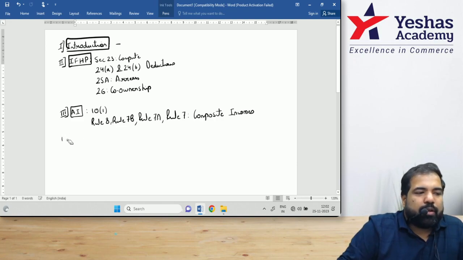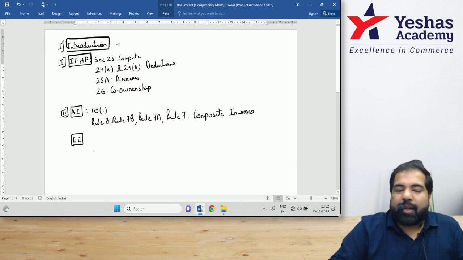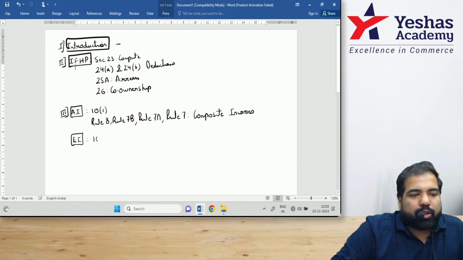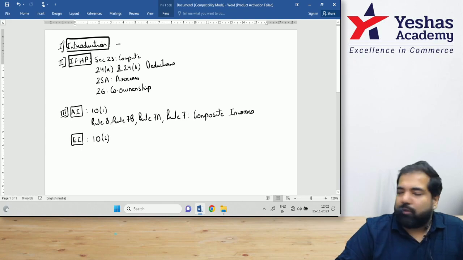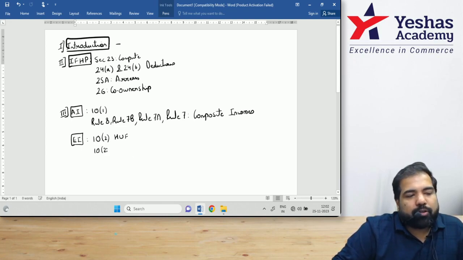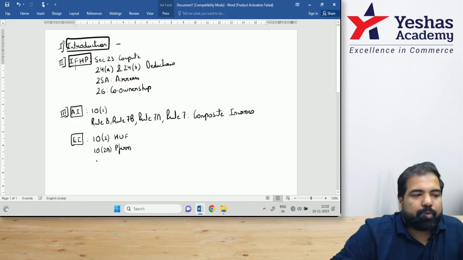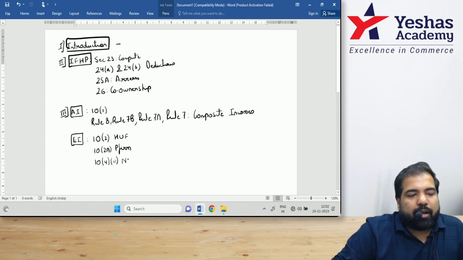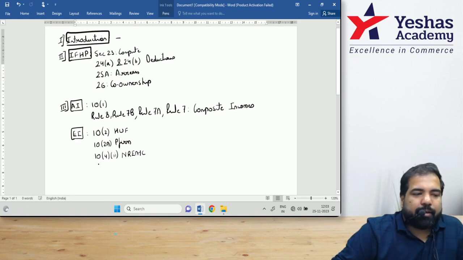That is the next one. And in that, we also had exempt income. I'll tell you the main exempt income. If your HUF has already paid tax, you don't have to pay. This is HUF income. If your partnership firm has already paid the tax, you don't have to pay. This is partnership firm. Next, 10.4.2. Any NR having which account, guys? NRE account will not have to pay tax again.